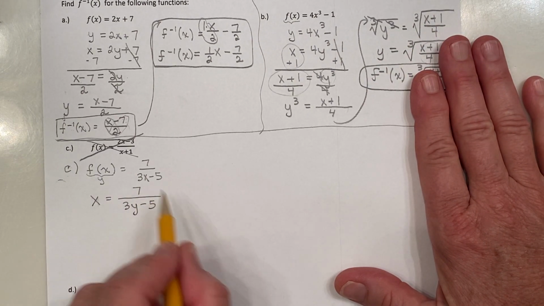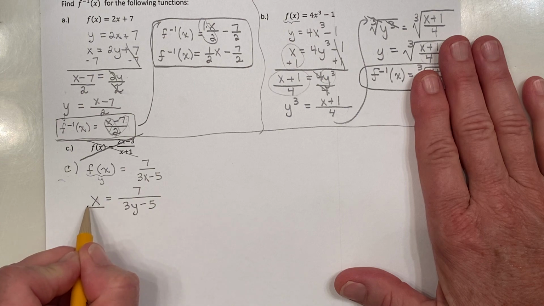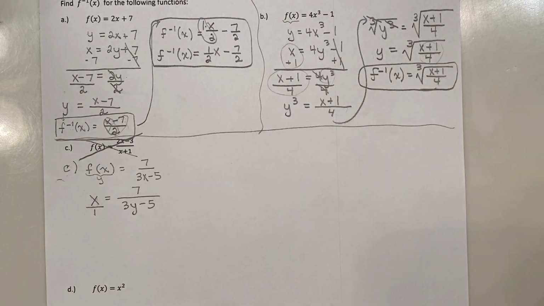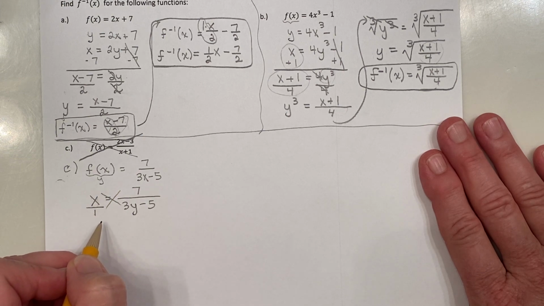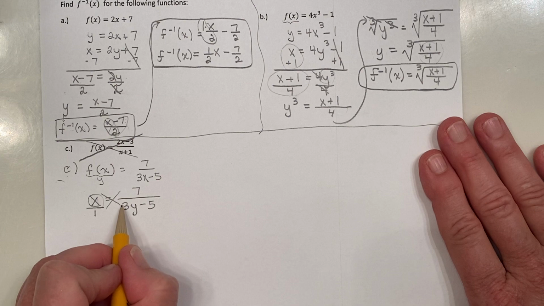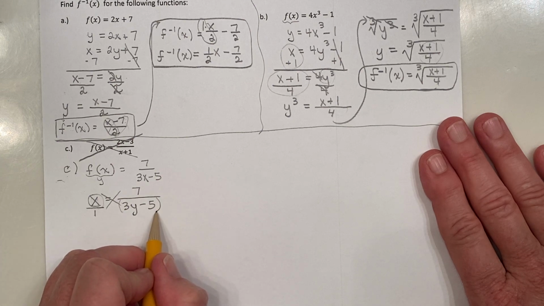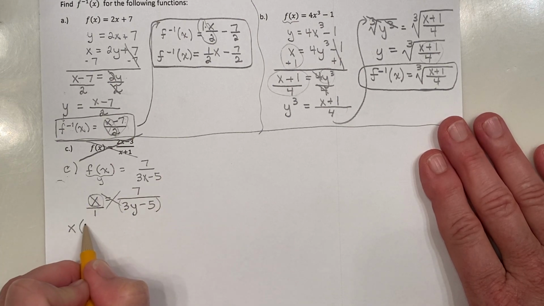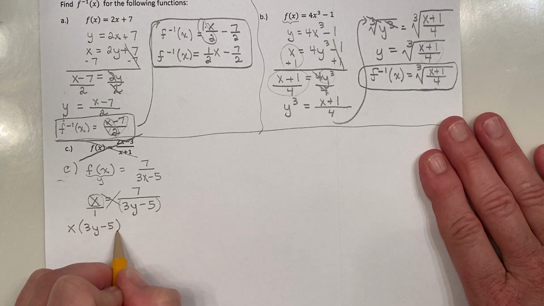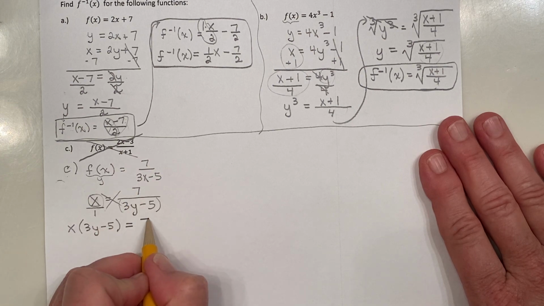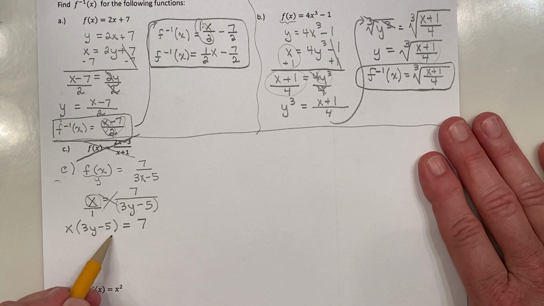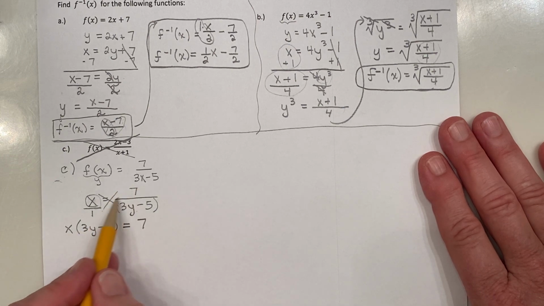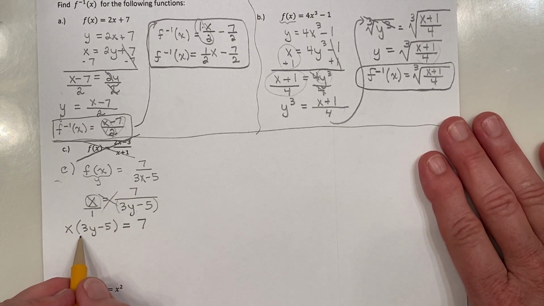All right, so how do we get rid of this fraction right here? Well, one thing we can do is we can take this x and make it a fraction. And then mathematically, we can cross multiply. So we're going to multiply this x into this entire denominator here. So I'm going to say x times, and we should put parentheses, 3y minus 5. And then that's equal to the cross multiplication here of 7.